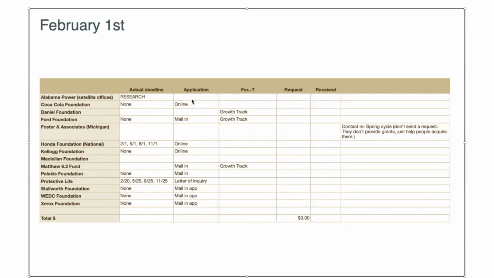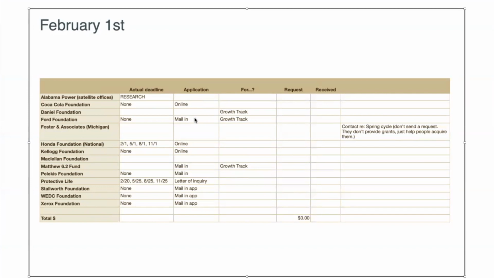Here's the kind of application they want. Coke wants online. The Alabama Power Satellite Office, not Alabama Power Foundation, but the satellite offices, can give you money. They wanted your power company probably the same way. I didn't know when the deadline was, so I said, let's research it and make sure, but let's apply to them in February. Here's the deal. If you get the deadline wrong and you take a shot at it, you still told them about your project and they'll write you back. They'll let you know. And that's when you pick up the phone and say, oh, thank you so much.